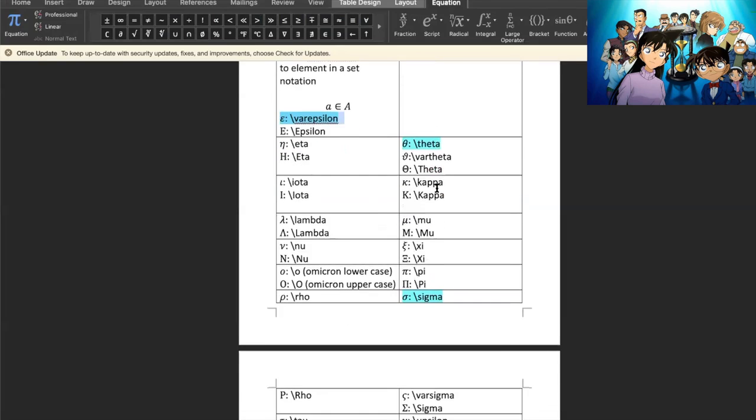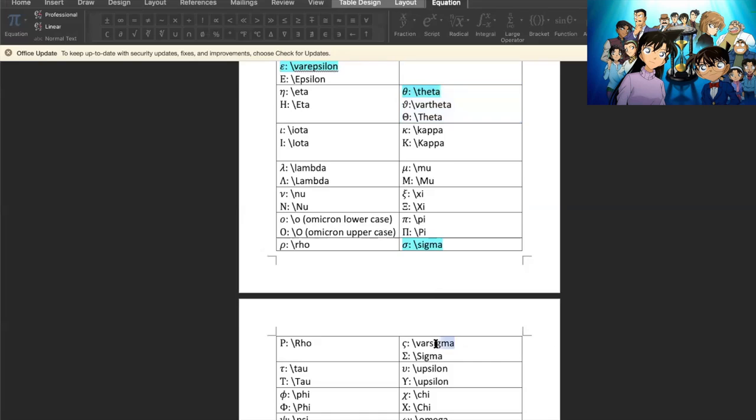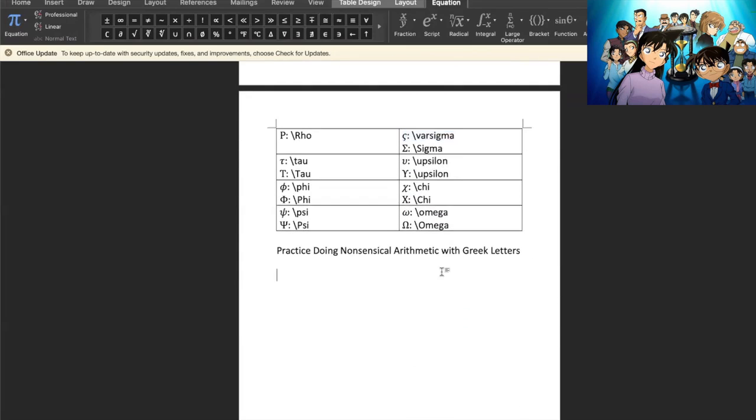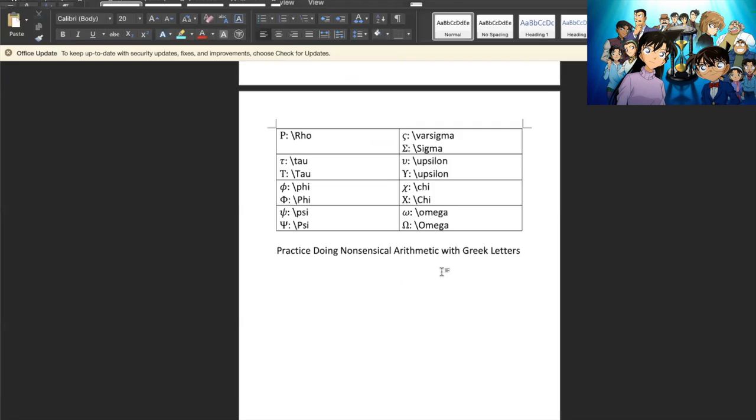The other ones are just, I hardly see this version of theta being used, and I hardly see this version of sigma being used in modern literature today. So please stick to using this version of theta and this version of sigma. So now that that's out of the way, let's have you take a look at me typing a bunch of nonsensical arithmetic with Greek letters.